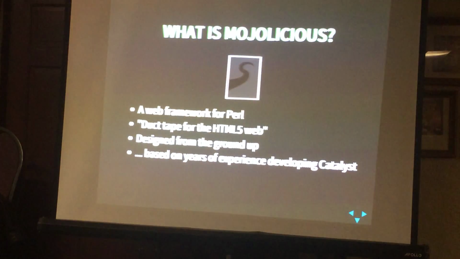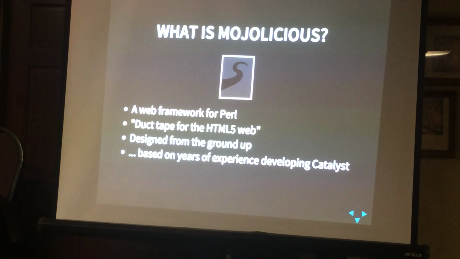On with the talk. So what is Mojolicious? Mojolicious is a web framework, of course. I think you all know that. We call it duct tape for the HTML5 web. This is pirating from the old saying from CGI.pm, which was duct tape for the web. We're trying to be the duct tape for the new web. Mojolicious was designed from the ground up, a new code base, but based on years of developing Catalyst. The lead developer of Mojolicious was the lead developer of Catalyst until he started Mojolicious. In fact, Mojo was meant to be new internals for Catalyst, and then due to backwards compatibility concerns, they didn't want to do that. History aside, that's basically where Mojo came from.